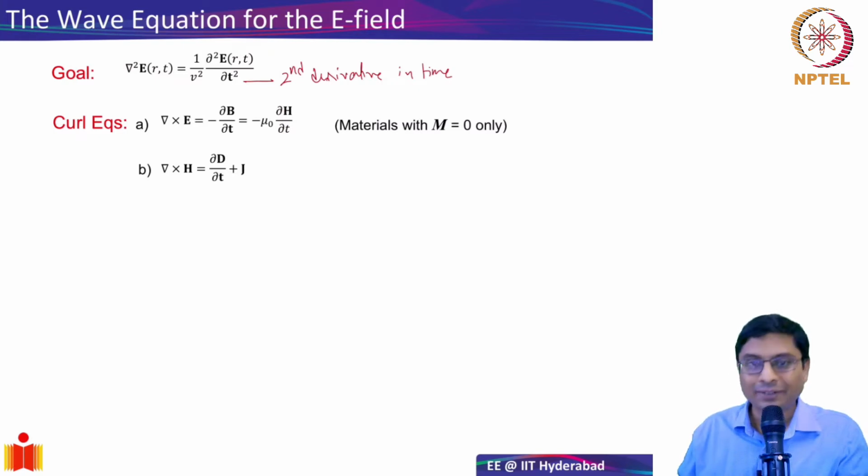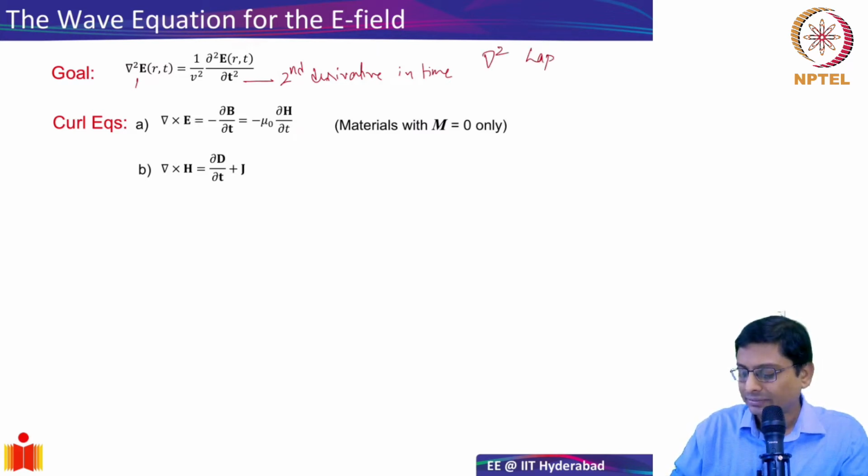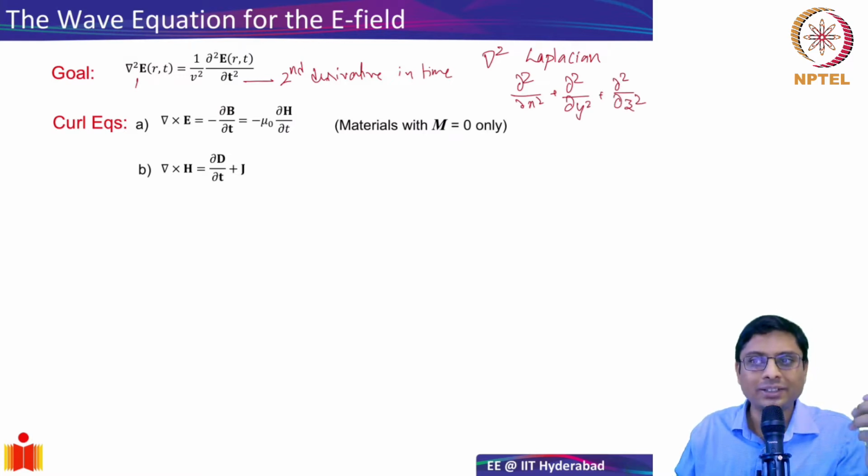We have the second derivative in time on the right, and we have the second derivative in space. This is a Laplacian operator, which is essentially dou square by dou x square plus dou square by dou y square plus dou square by dou z square. This is the Laplacian operator in Cartesian coordinates. The wave equation essentially relates the second derivative in space and time through the velocity term. I leave it as a small exercise for you to check that the dimensions match out. The coefficient here is going to be the velocity term. This is the wave equation.